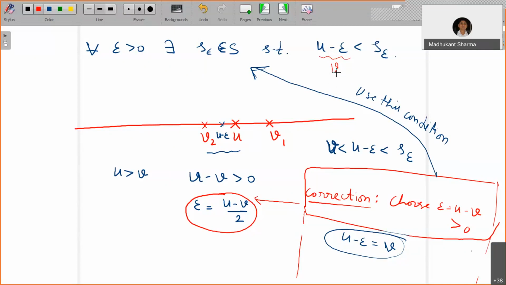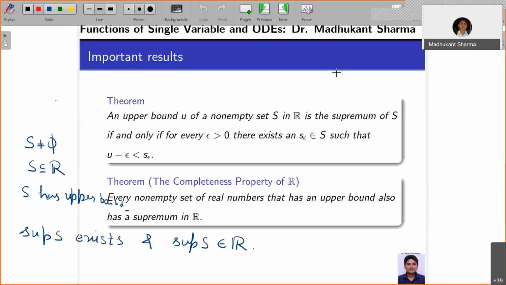Okay, right. Thereafter, this was the condition that an upper bound u of a non-empty set S in R is the supremum of S if and only if for every epsilon there exists an S epsilon in S such that this happens. Okay, and then we have stated the completeness property of R.